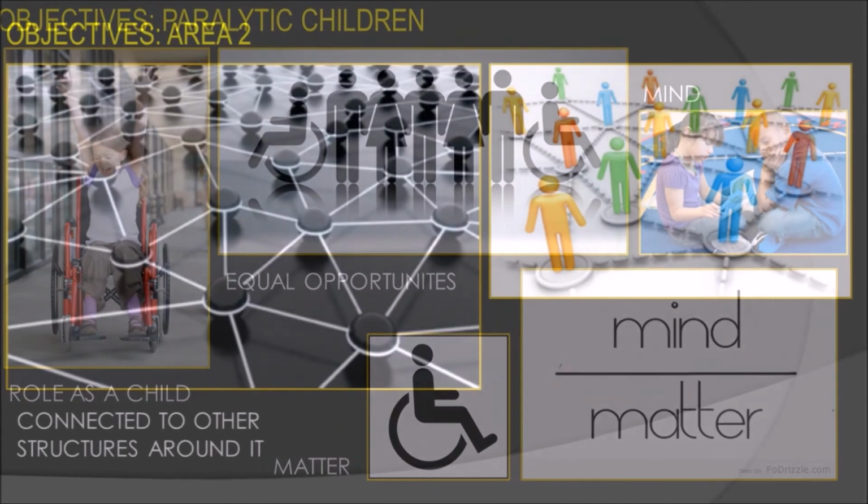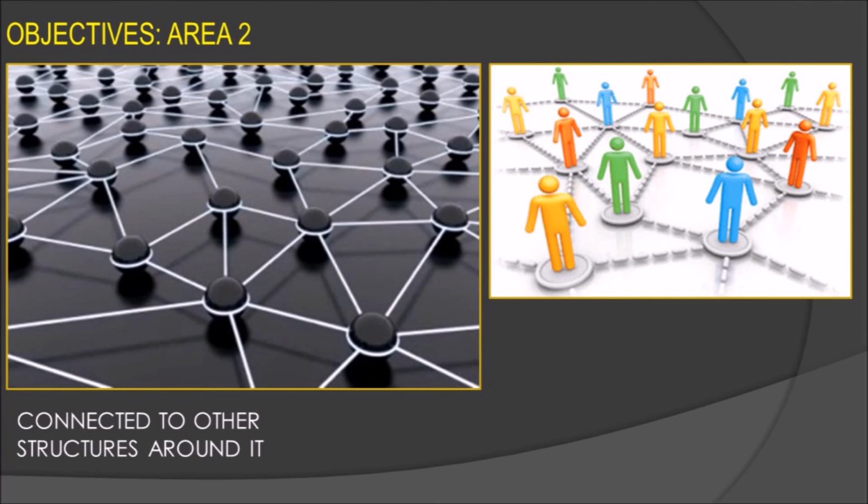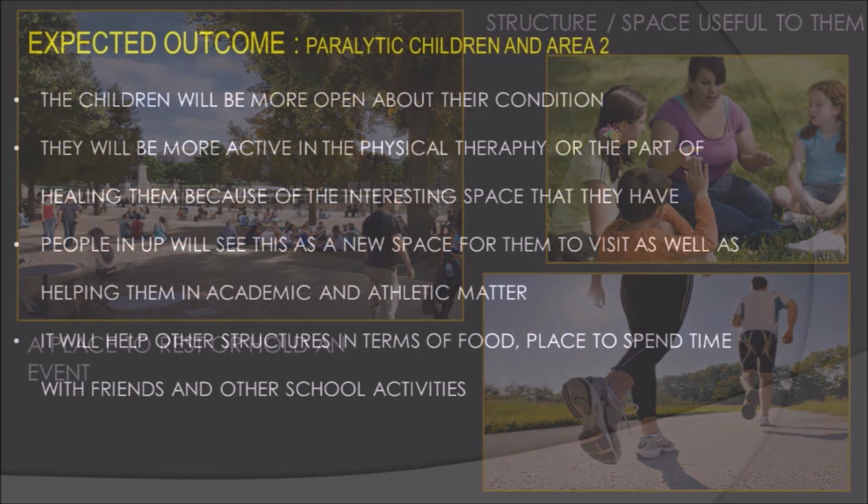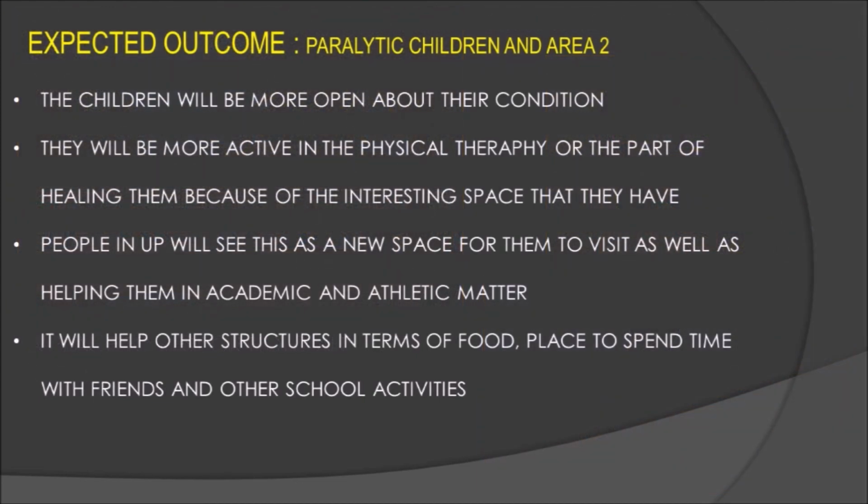For our objectives for our area, we want a structure that is related or connected to other structures around it. A structure that can help and be open. Also for the UP students, to make our structure or space useful for them in terms of exercising, for example, biking, running, jogging, and walking, and other academic relations like NSTP or ROTC. We want a center of physical checkup and rest place if needed, and a place that can hold an event. For our expected outcome for the paralytic children in our area, the children will be more open about their condition.